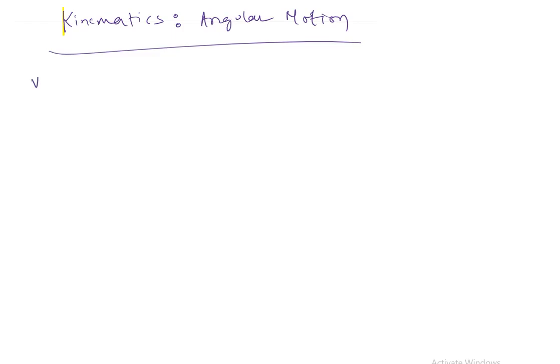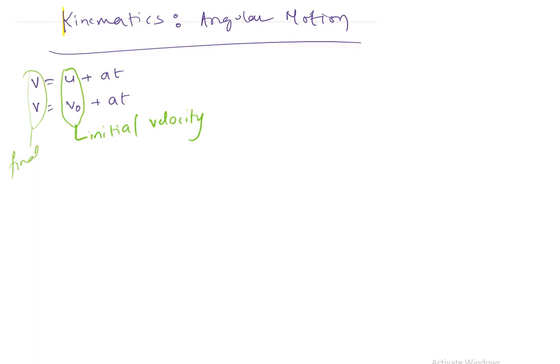The formulas we have looked at are, let's say, as a definition of acceleration, we have said v equals u plus at, right? Or in other words, v equals v naught plus at. I've used u or v naught for initial velocity. So let's make that clear here. These two are initial velocity, of course final velocity, and a is acceleration, right?